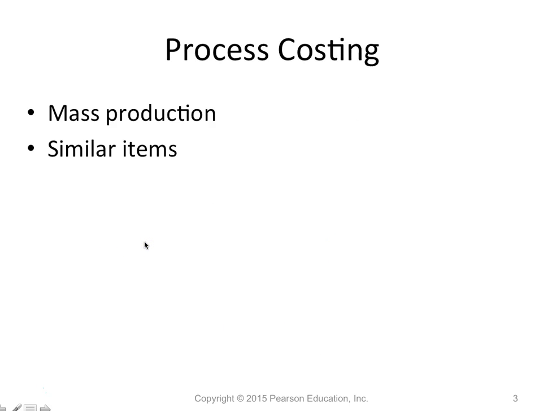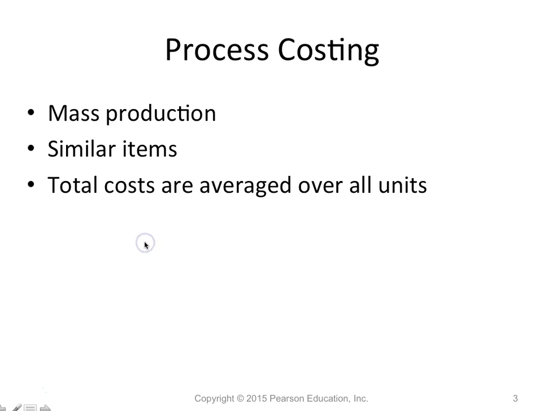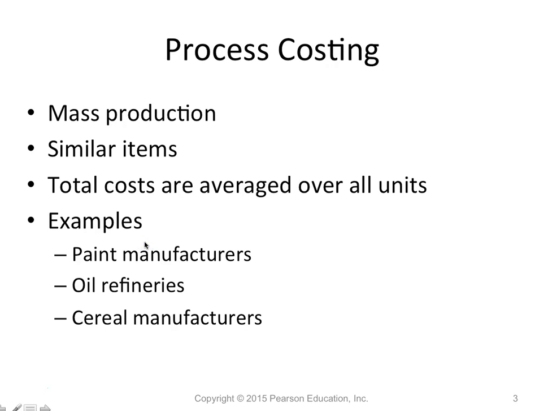So process costing, it's something you can produce in mass production, and always as homogeneous items, so either similar or identical. So total costs are averaged over all units because they're all the same. Homogeneous means basically the same.